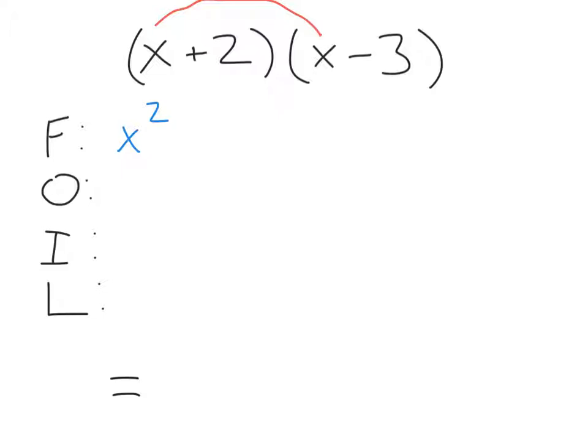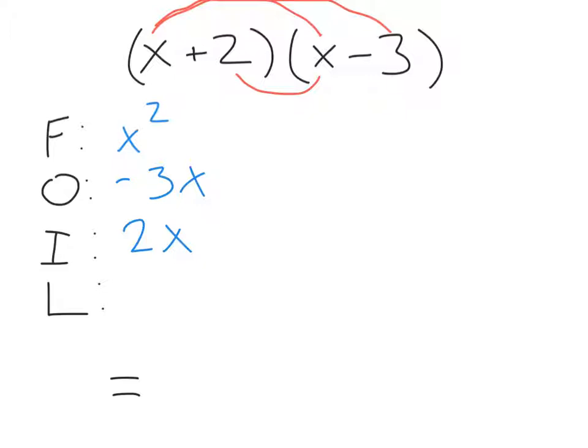So that's your first. Then O stands for outer. Outer is the very first one and the very last one. So that means the x here, the first one, and the very last one, the minus 3. X times a minus 3 will be a minus 3x. There's our outer. Inner is these two, right? The 2 in the middle. So 2 times x, that's easy. That's going to be 2x.